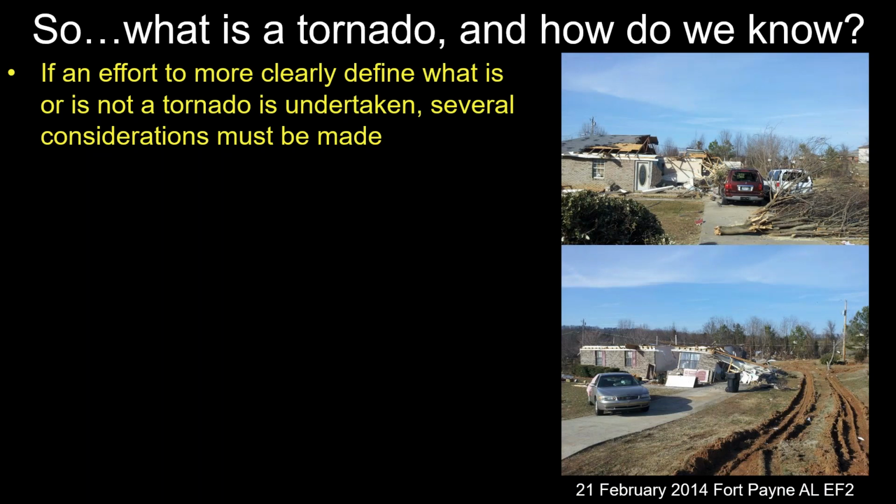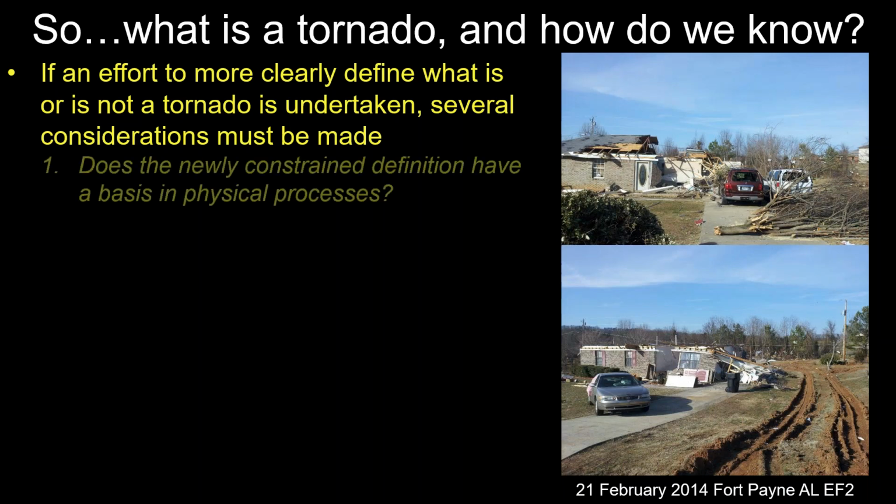And finally, addressing the question posed by the June 30th event, and whether or not we should more closely constrain or define the definition of what is or isn't a tornado. If we were to actually undertake this, I think it's been shown that we can't just jump into constraining a tornado definition. We have to make several considerations, right?